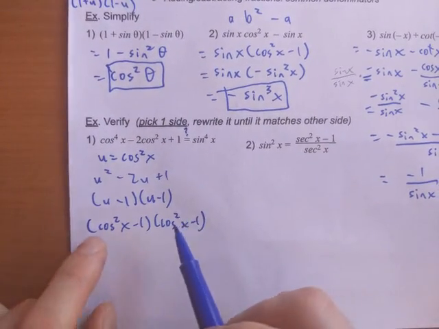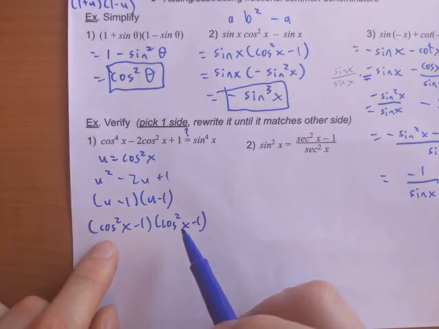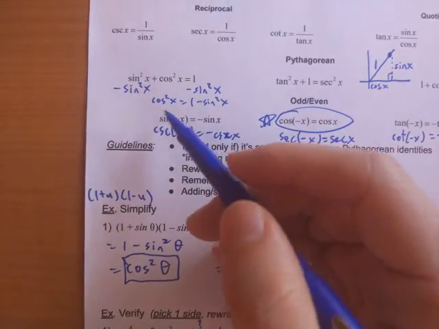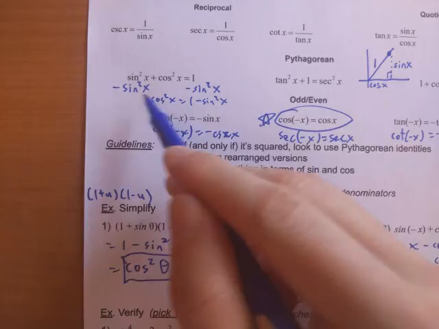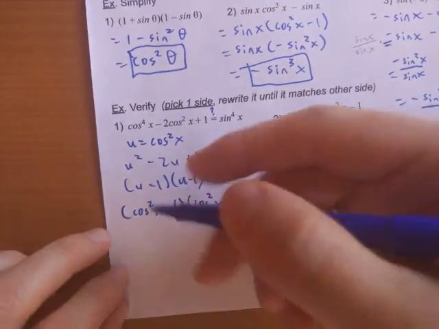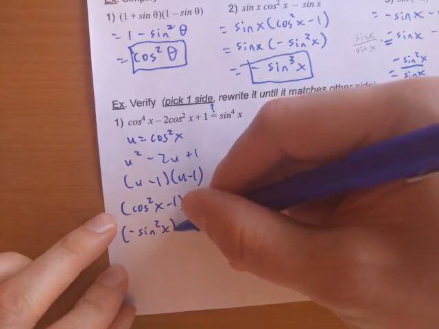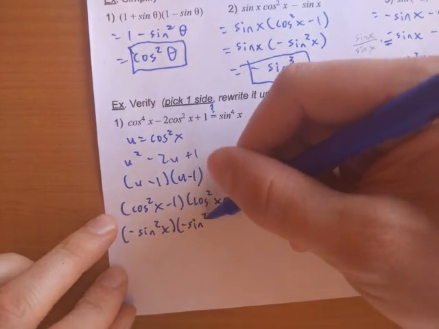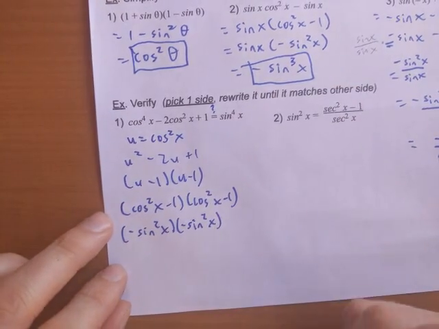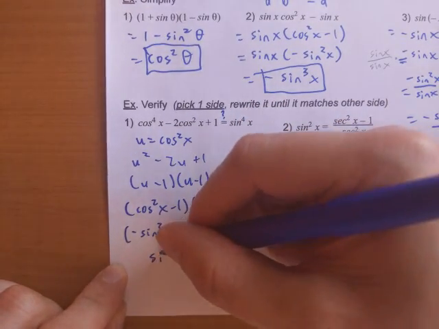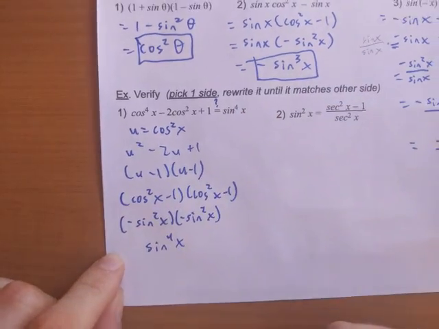Okay. And again, those squareds tell us, let's try to use a Pythagorean identity. Well, if we look back here, again, just be careful how you rearrange it. Cosine squared minus 1 is negative sine squared. So we've got negative sine squared x times negative sine squared x. Negative times negative is positive. Squared times squared, we get sine to the 4.